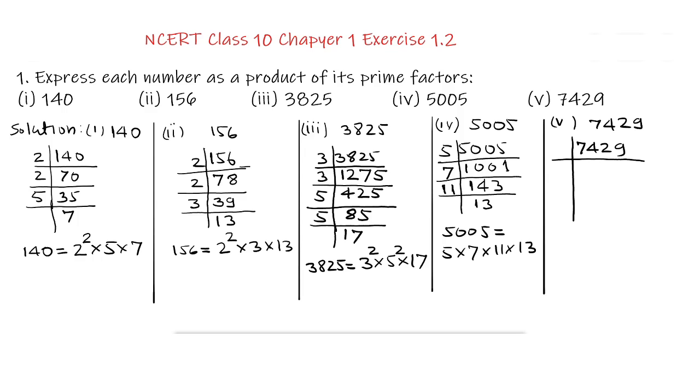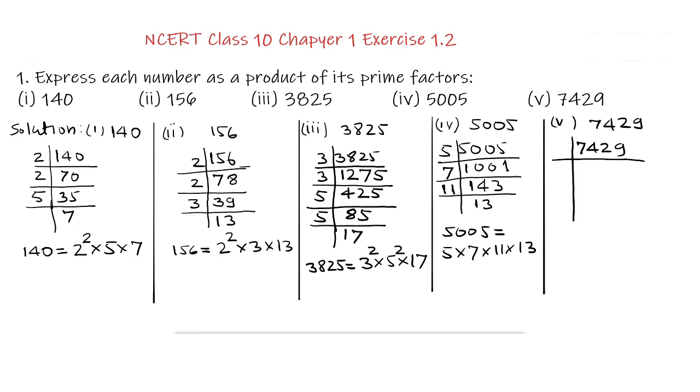Now we check it for 13. 13 times 5 is 65. Balance is 9. 92. 13 times 7 is 91, remainder is 1. So we carry 1, and 19 is not divisible by 13. So it is not divisible by 13.